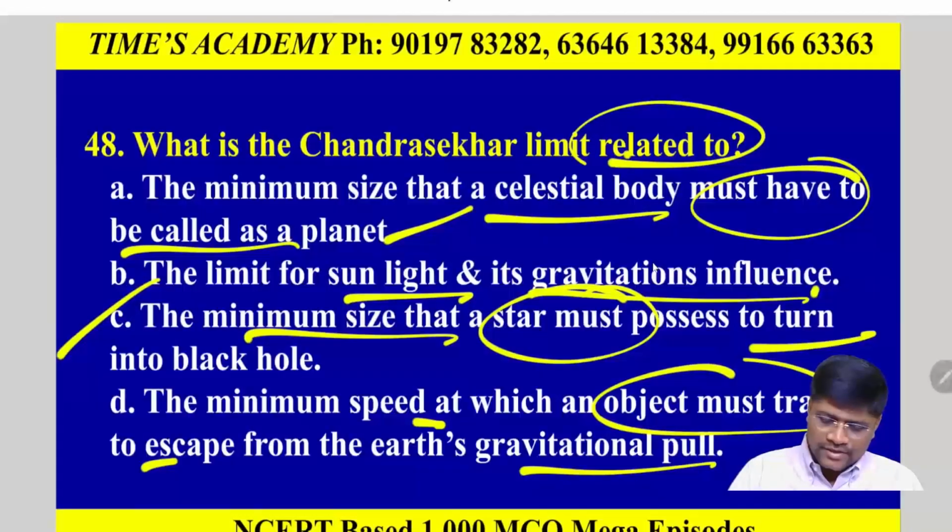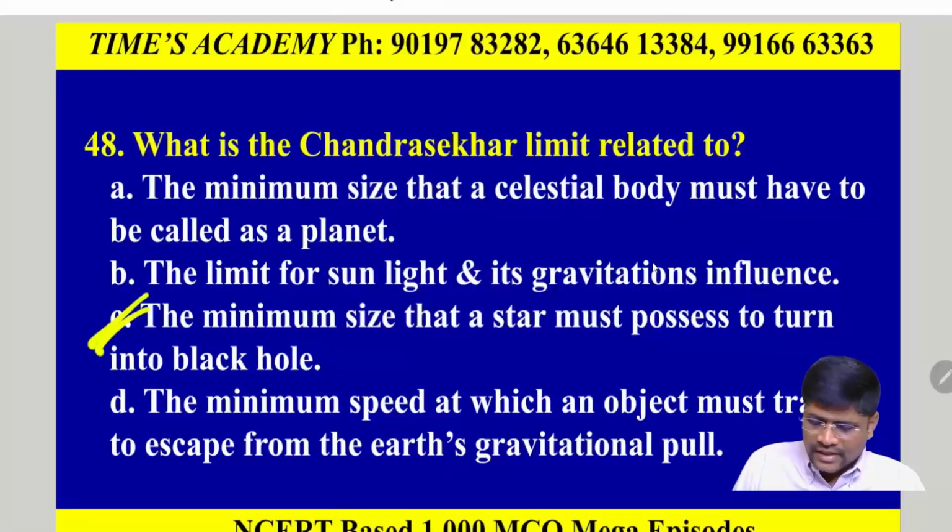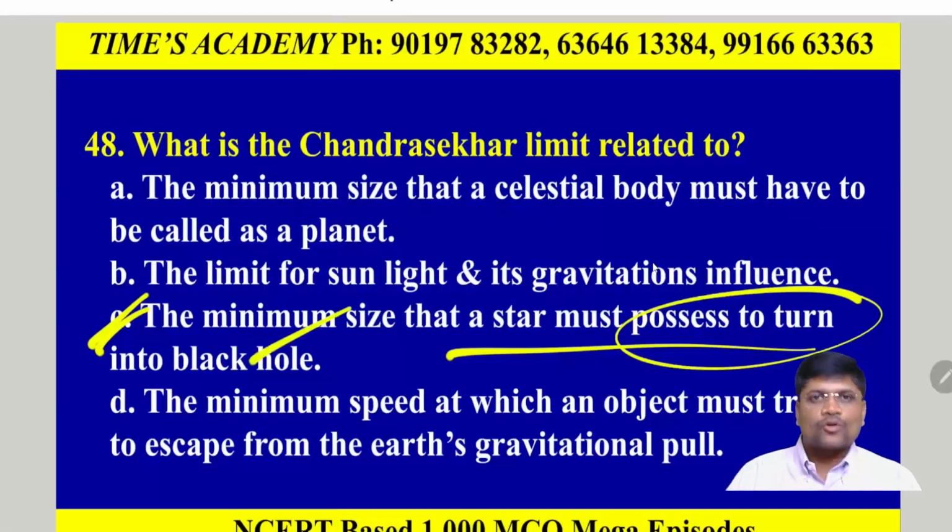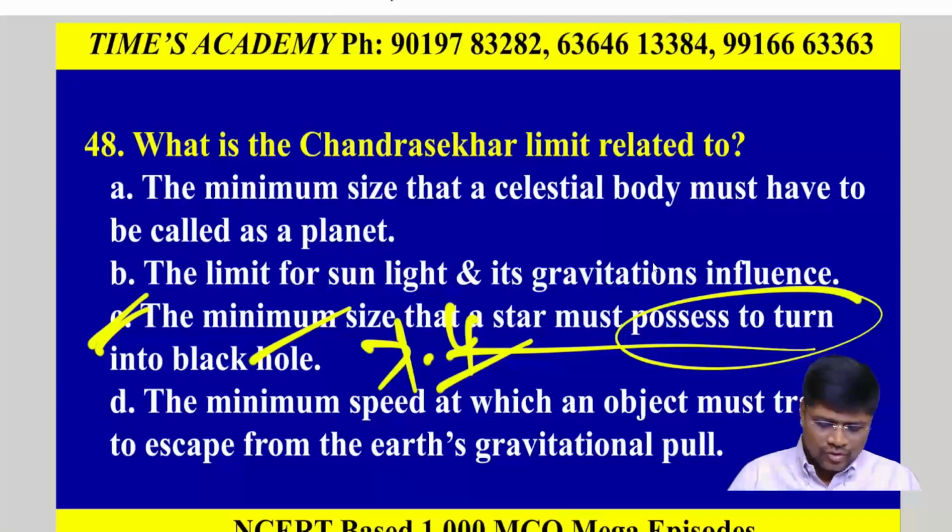So according to the explanation, it is the minimum size that a star must possess to turn into a black hole. It is 1.4 times the mass of our sun. If it is more than this, it will turn into either a neutron star or black hole. Okay, so option C is correct.